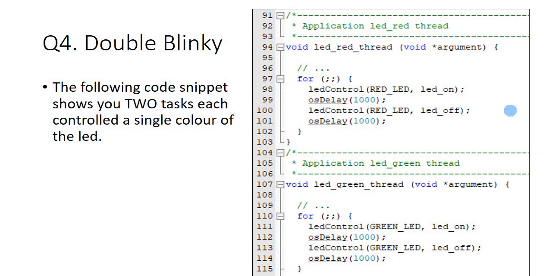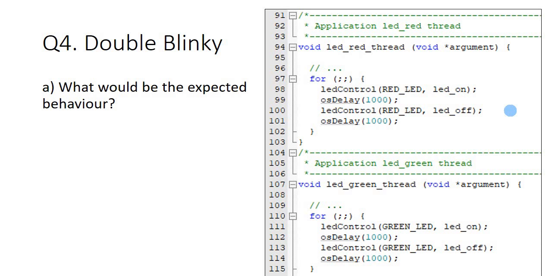Okay, so in this question, we are shown two threads: LED red thread and LED green thread. Both of them are created. This is actually very similar to what you'll be seeing in your lab as well. When we call the OS thread new, we would have created the LED red first, and then the OS thread new would have created the LED green. That is what you will see in your lab as well.